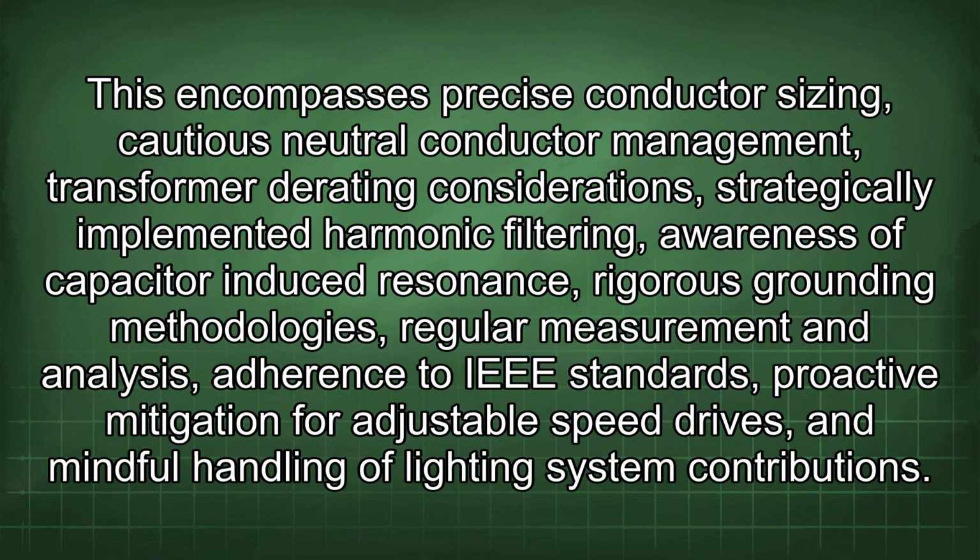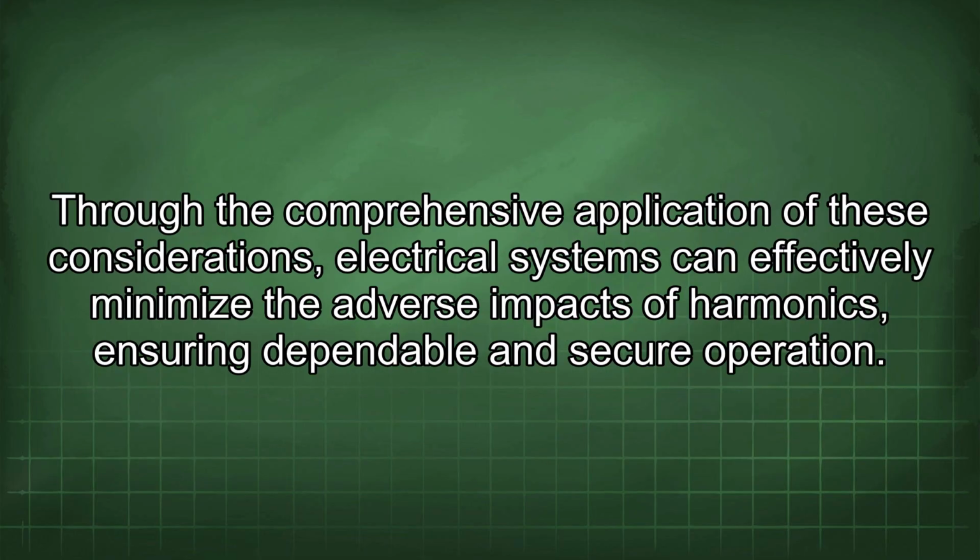This encompasses precise conductor sizing, cautious neutral conductor management, transformer derating considerations, strategically implemented harmonic filtering, awareness of capacitor-induced resonance, rigorous grounding methodologies, regular measurement and analysis, adherence to IEEE standards, proactive mitigation for adjustable speed drives, and mindful handling of lighting system contributions. Through the comprehensive application of these considerations, electrical systems can effectively minimize the adverse impacts of harmonics, ensuring dependable and secure operation.